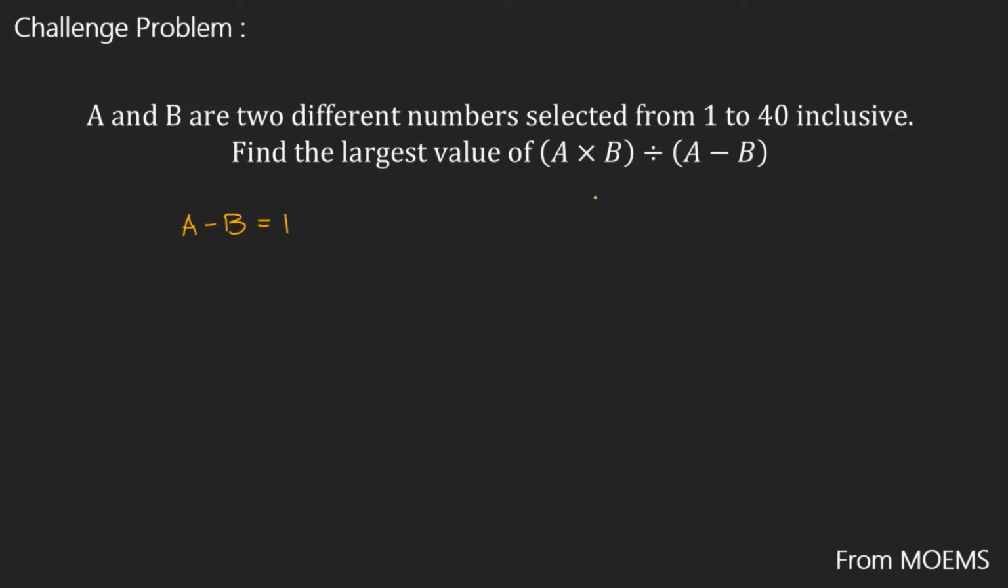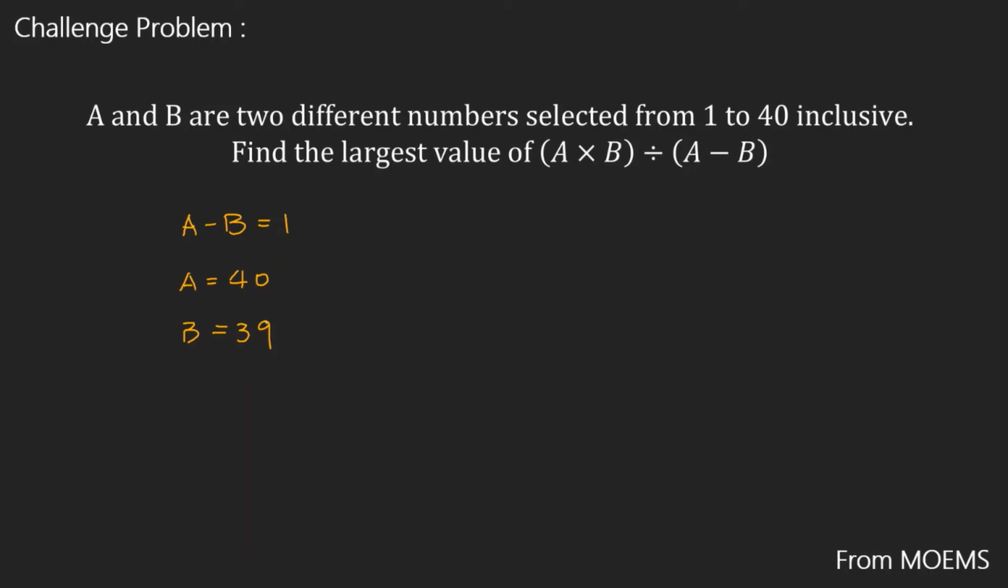Okay. Now to make the largest quotient possible, the dividend must be as large as possible. So that means a times b has to be as large as possible. So of course, we pick the largest number that's given to us, which is 40. So let's let a equal 40. Okay. Now by the condition we found earlier, a minus b is 1. So b is 1 away from a. So that makes b 39. Okay. So we have 40 minus 39 is 1. Okay, so a minus b is 1.